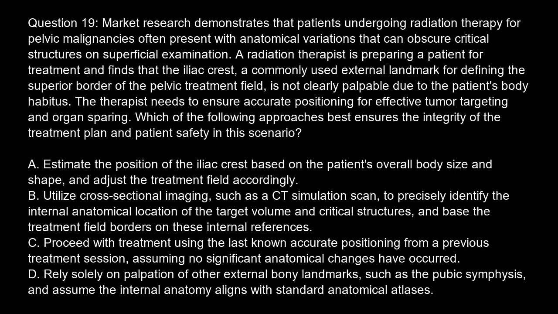Option A. Estimate the position of the iliac crest based on the patient's overall body size and shape and adjust the treatment field accordingly. Option B. Utilize cross-sectional imaging, such as a CT simulation scan, to precisely identify the internal anatomical location of the target volume and critical structures, and base the treatment field borders on these internal references. Option C. Proceed with treatment using the last known accurate positioning from a previous treatment session, assuming no significant anatomical changes have occurred. Option D. Rely solely on palpation of other external bony landmarks, such as the pubic symphysis, and assume the internal anatomy aligns with standard anatomical atlases.